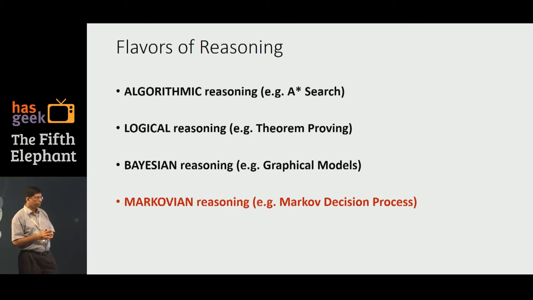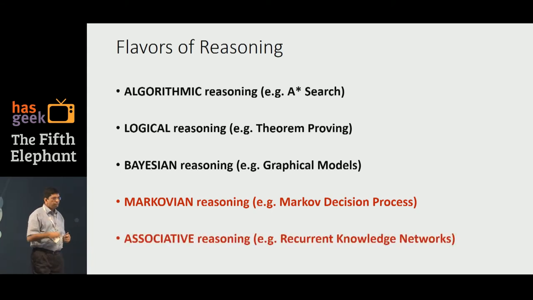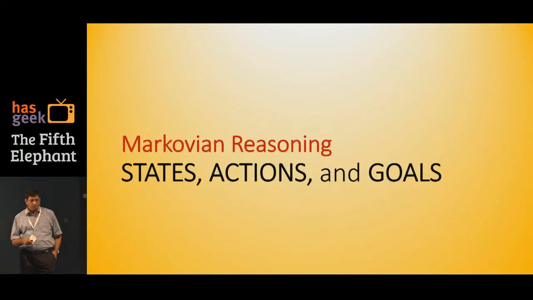I call Markovian reasoning, which is really about the states and actions and the sequence of actions that we take. Another broad area is Markov decision processes, which is sort of about this kind of reasoning. And then I'll also talk about reasoning that we do in our brain, related to associations, right, and knowledge graphs and things like that. So we'll focus on these two and see what these are and how we apply them.